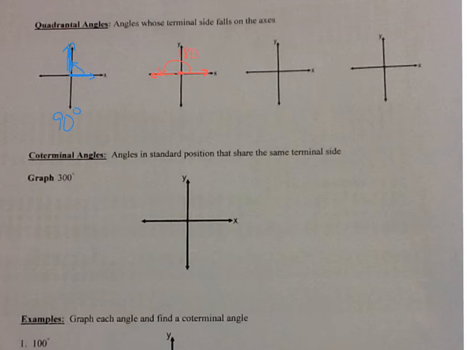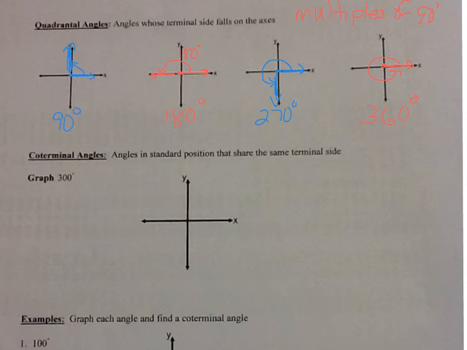So that is 180 degrees. Another one would be starting here on the positive x-axis and going around and stopping on the negative side of the y-axis. So that is 270 degrees. And we can have an angle that starts here, goes all the way around, and ends where it starts. So the terminal side is the initial side, and that would be 360 degrees. Those are quadrantal angles. They fall on the axes, so obviously they are multiples of 90 degrees.